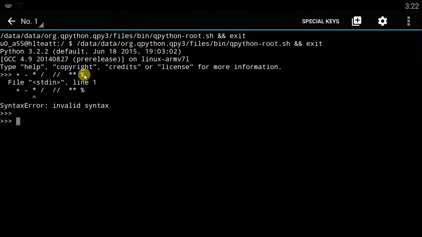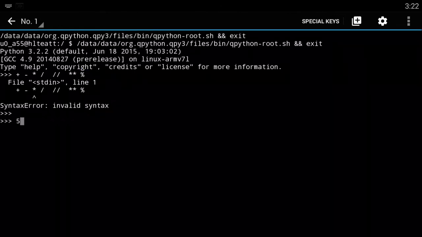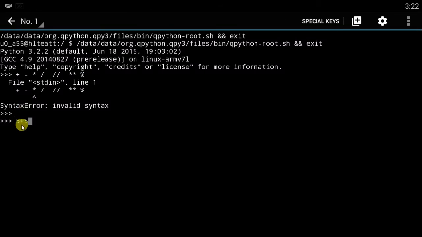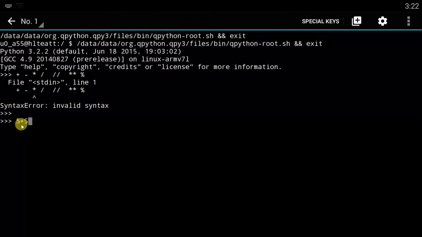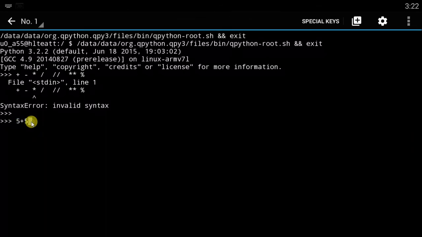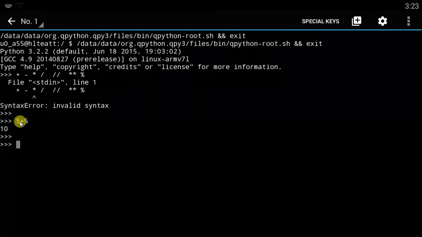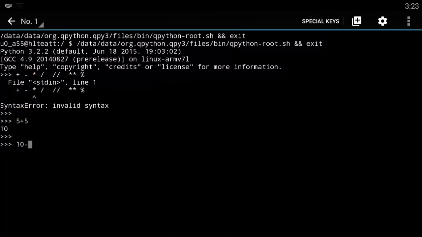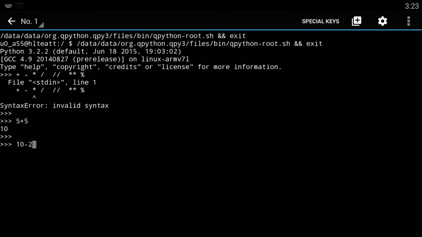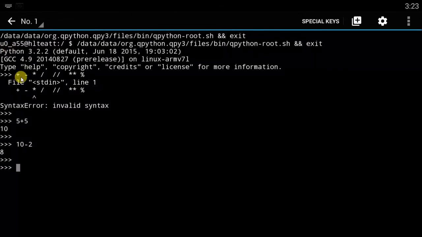So the first thing I'm going to be talking to you guys about is the plus sign. To use the plus sign, you just simply do 5 plus 5. It's as easy as that. 5 plus 5, and this gives you 10. That's what it means. It just gives you 10. And the minus sign, what it does is subtract. If I were to say 10 minus 2, it will give me 8. That's what the minus sign does.